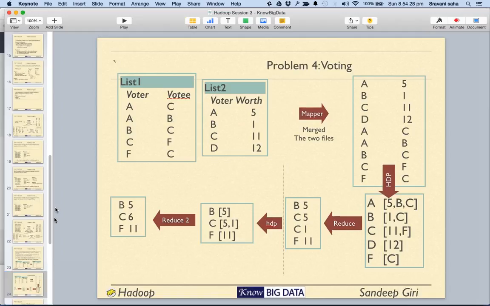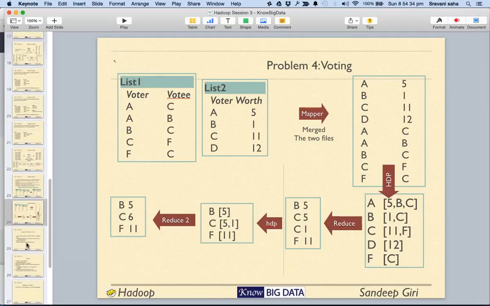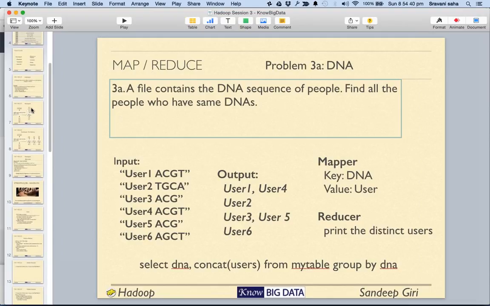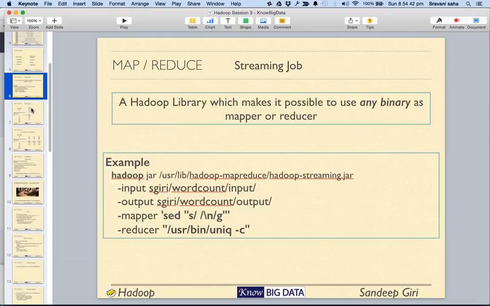All right, so everybody is good with this? Seth, Aruna? All right, great. I'm moving ahead now. All right, so now we wanted to discuss a few more things like streaming job.